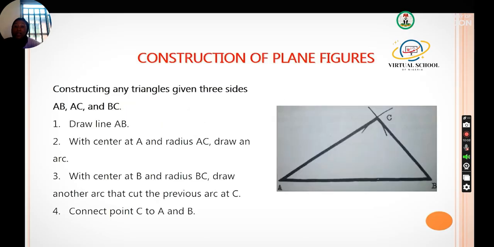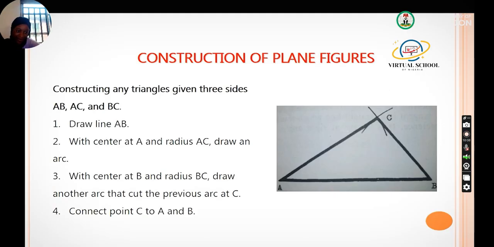Now, let's construct a plane figure. Here we are going to construct a triangle given the 3 sides. The process of constructing a triangle is very easy. Now, the first thing is to draw line AB. Now, this lesson is accompanied with images to explain so we understand in detail what we are talking about. Now, this is line AB. So the first thing to do is to draw your line AB.